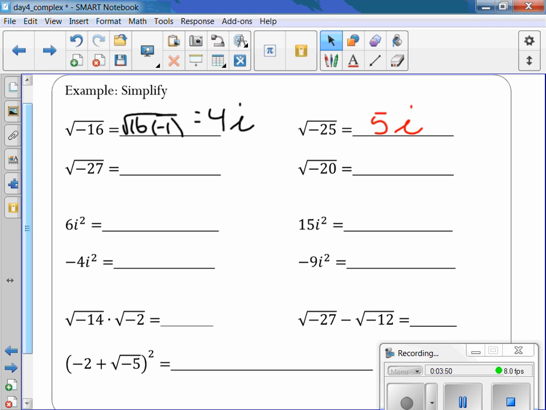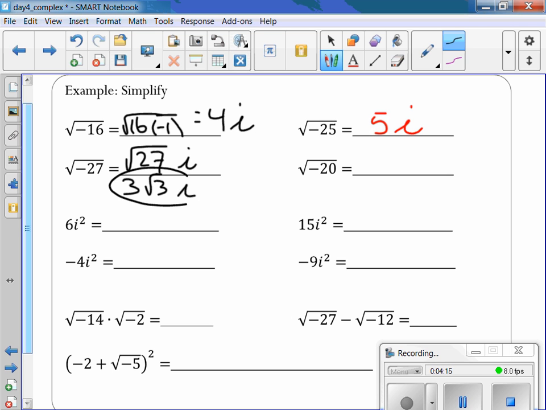Sophie, square root of a negative 27? Okay, well, there's still something with that 27. Absolutely. As Sophie said, it's 27, and that negative, we have that i. But now we need to take care of that square root of 27. 3 square root of 3i. Some of you may decide to write it as 3i square root of 3. Same thing, just make sure that you clearly indicate that that i is not underneath that square root.